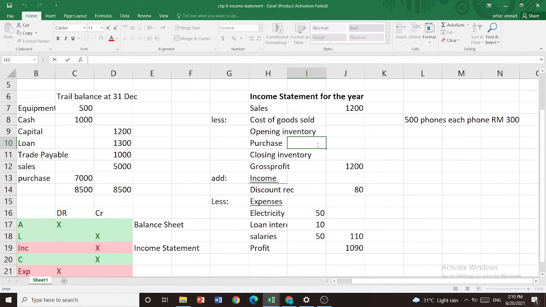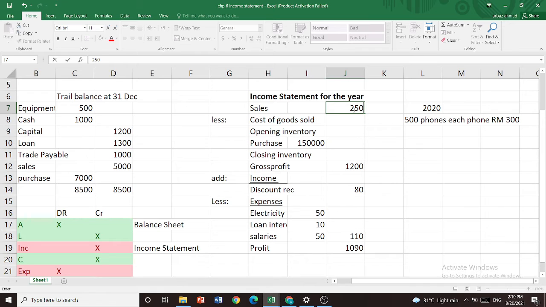What just happened? 500 times 300. Okay, so these are the phones, you bought this many phones. Now it's not compulsory that you sell all these 500 phones the day you buy, or in the year you buy. Let's say you bought 500 phones in year 1, or maybe 2020, but it's not necessary that you sell all these phones.